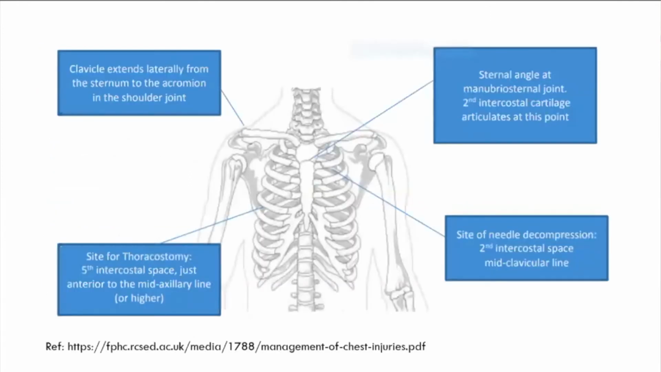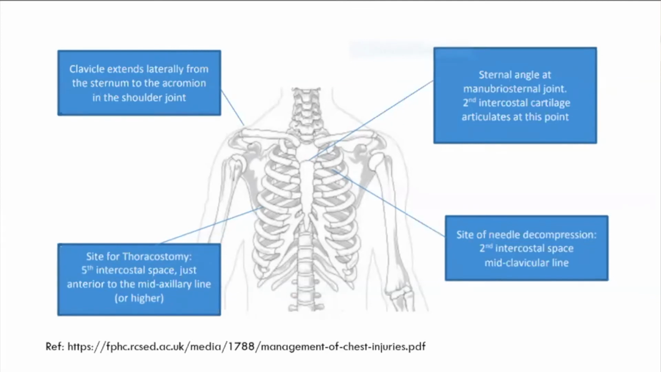And this is just a picture showing the different sites. So the two main sites where it's accepted by the Resuscitation Council that you can insert a needle decompression: it can be in the second intercostal space in the midclavicular line, so here, or it can be in the fifth intercostal space or the fourth intercostal space. Some say even the third intercostal space, just anterior to the mid-axillary line, so just along the side here.